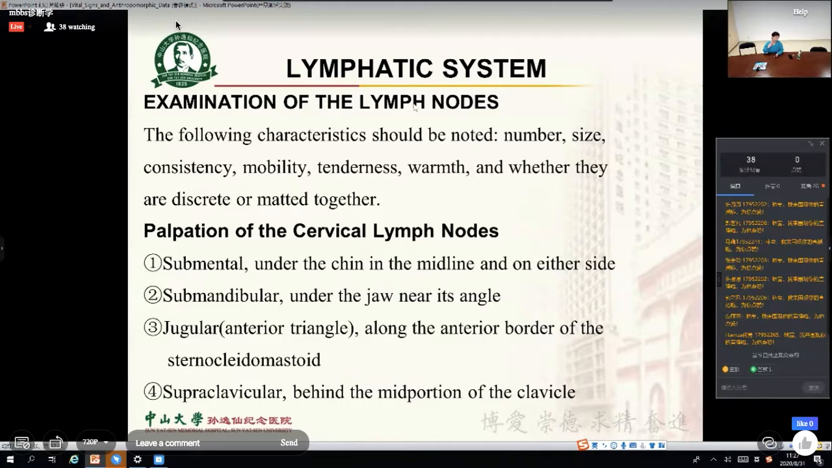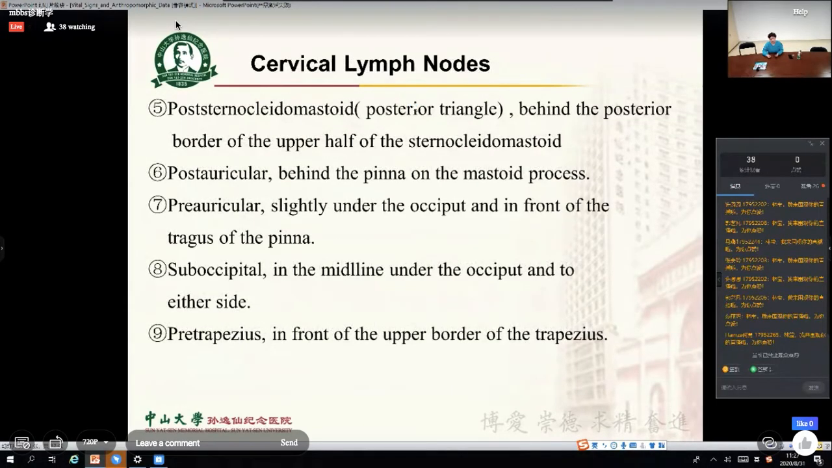Supraclavicular group, supraclavicular here, behind the mid portion of your clavicle. These are the supraclavicular group of lymph nodes. These 4 groups, and then there are 5 more.